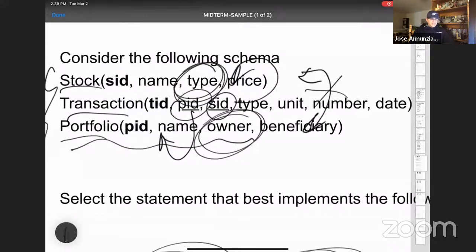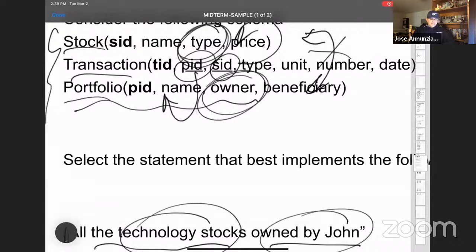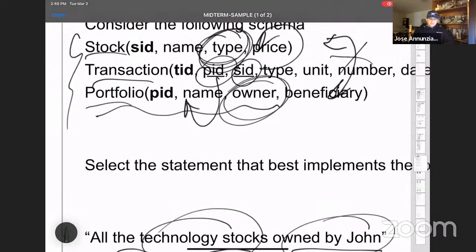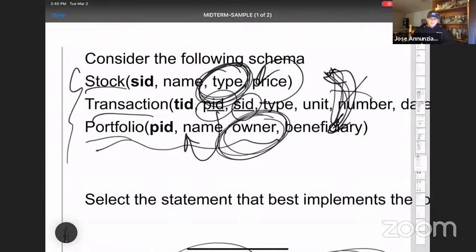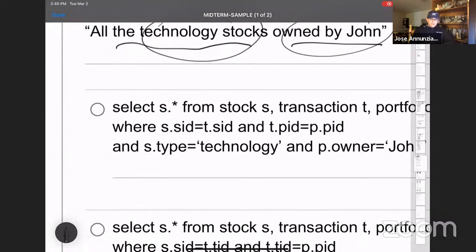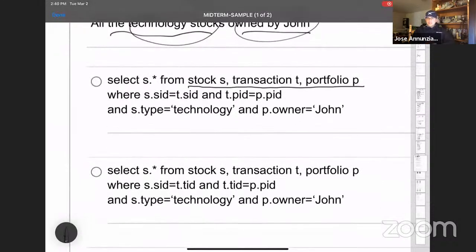Okay, so let's take a look at this. The technology stock, a type of the stock, is over here, and the owner, John, is down here, but there's no way to relate these two. We have to go through the transaction, and so we need to be able to join all three. Let's look at the ones we're considering. That one's considerable, right? How about this one? It also has three tables that we need to join.